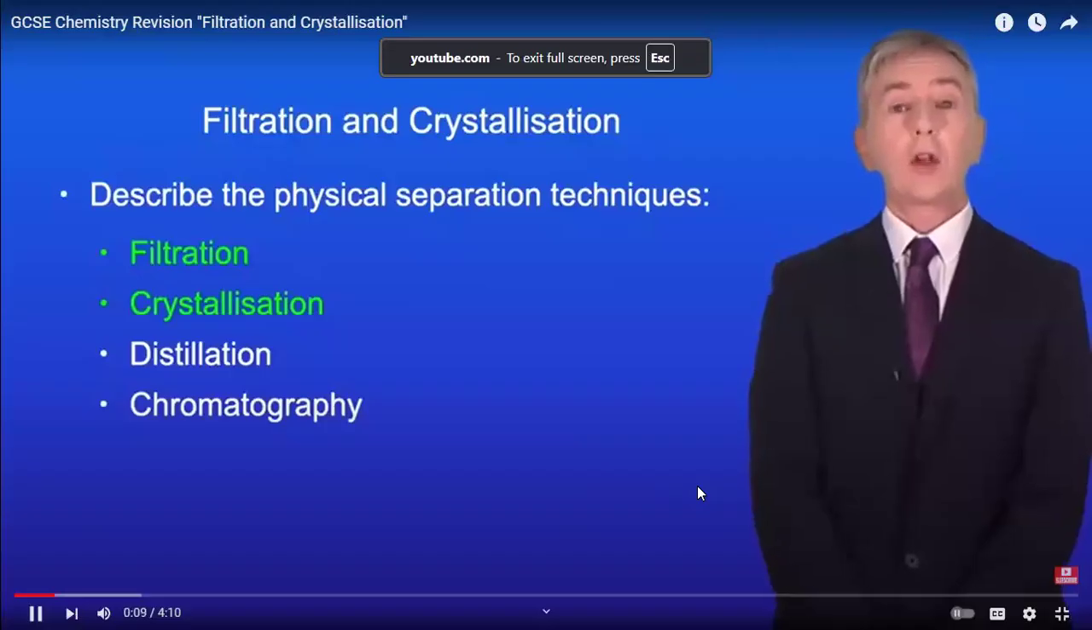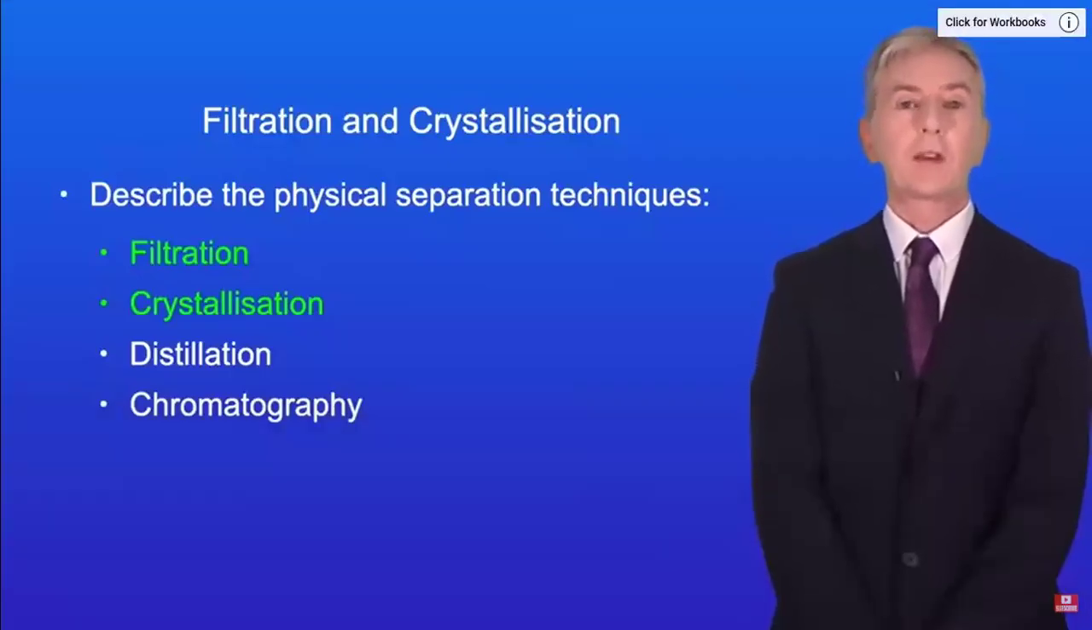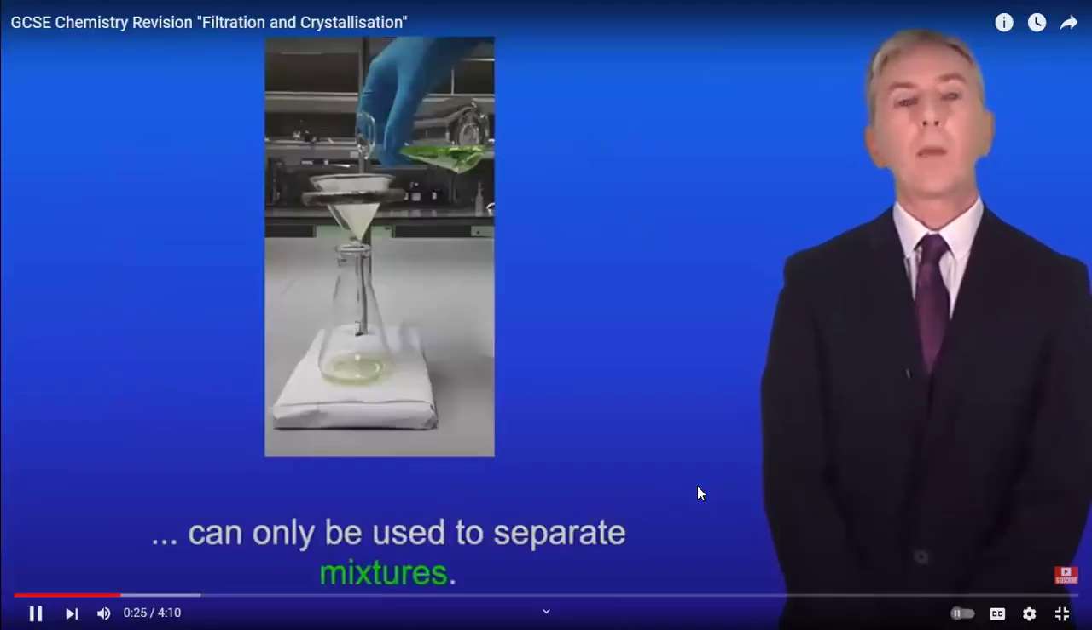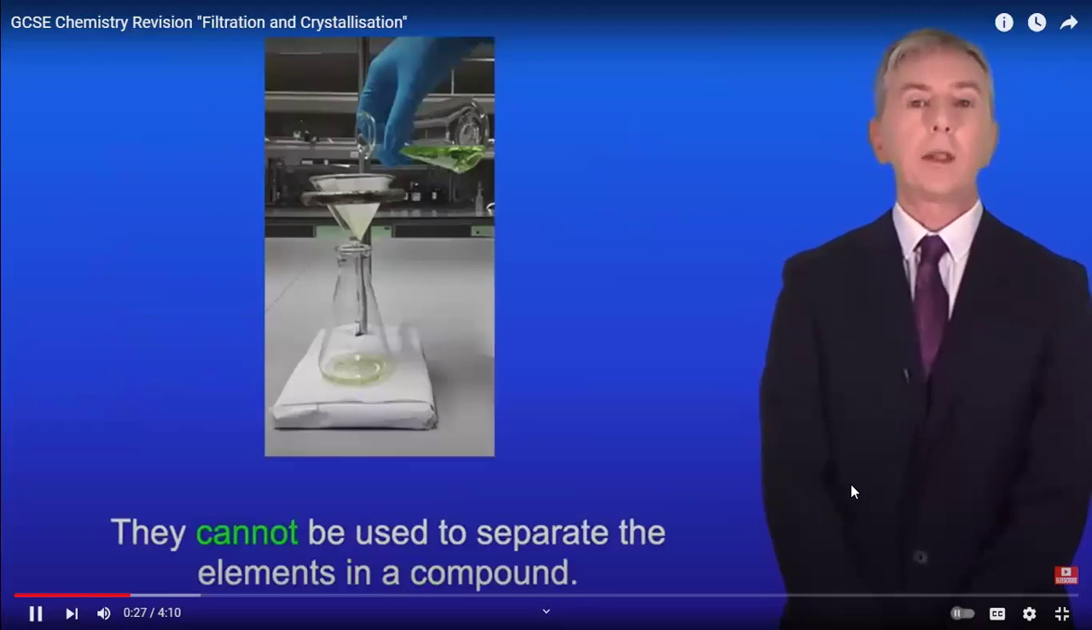At the end of this video, you should be able to describe physical separation techniques. Now, there are several different physical separation techniques, but in this video, we're going to focus on filtration and crystallization. They can be used to separate mixtures. They cannot be used to separate the elements in a compound.